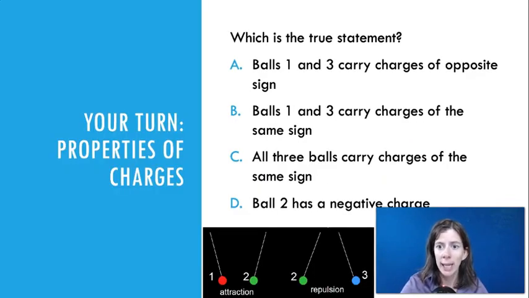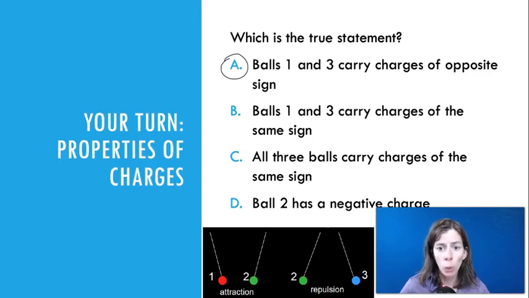Let's go ahead and do a question. We have a picture here. We have balls 1 and 2 being attracted to each other, and balls 2 and 3 being repelled from each other. So which one do you think is a true statement? Go ahead and pause the video, read all the answer choices, and think about what's the correct answer. Let's take a look. The actual answer to this question is A.